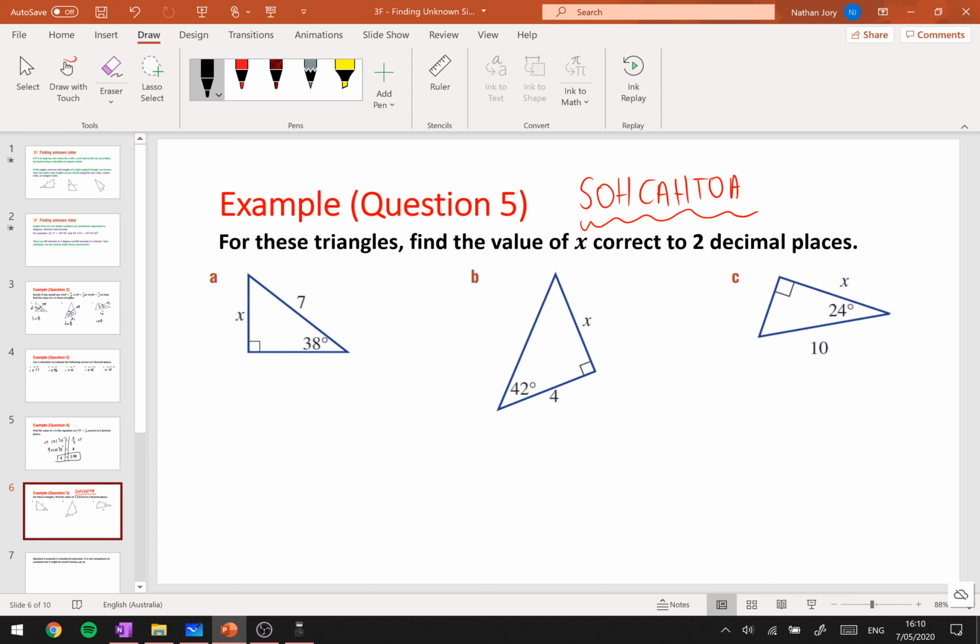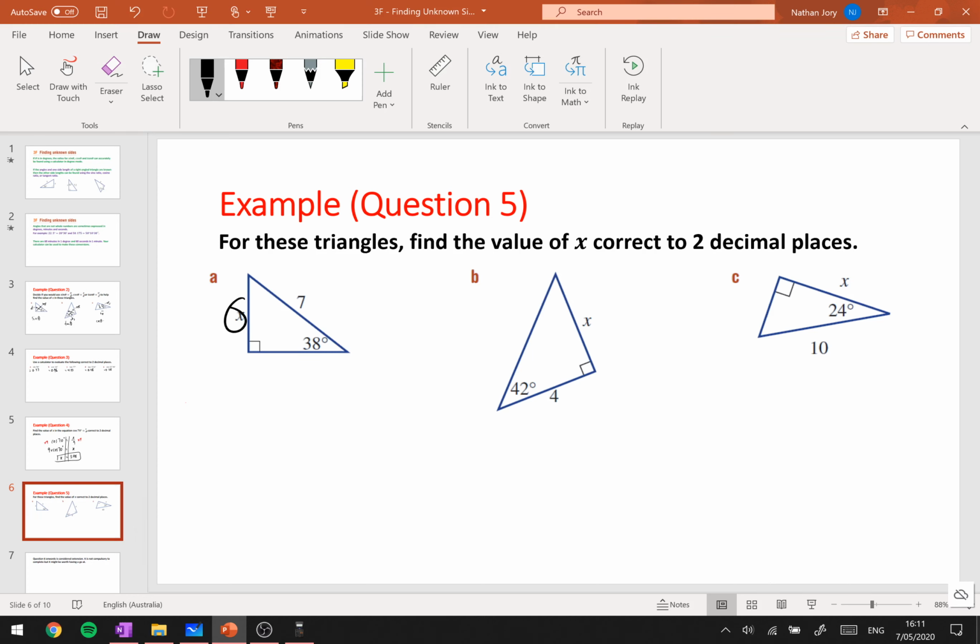Now finally, we've got some triangles that we are going to solve for values. These were the ones that we had in question 2, example 2, but now we're going to use some trigonometry to actually solve or find what those values of x are.